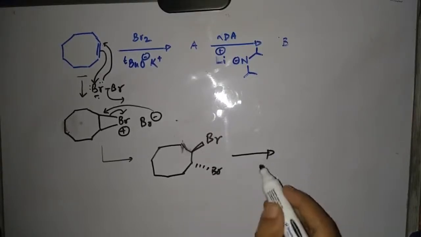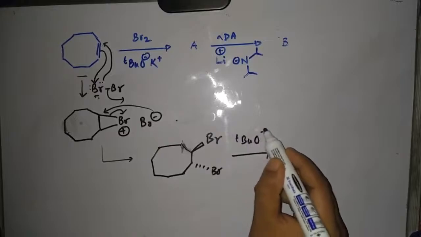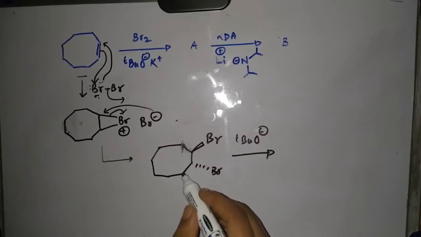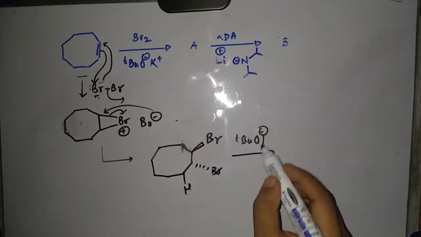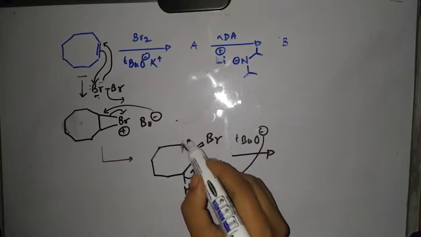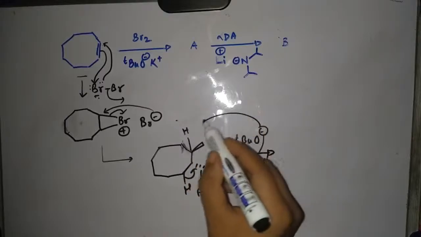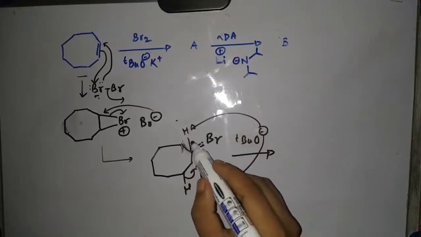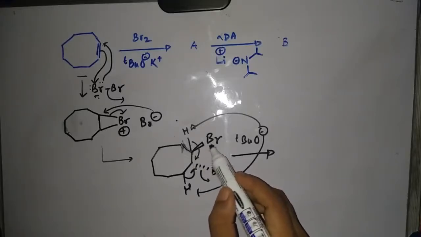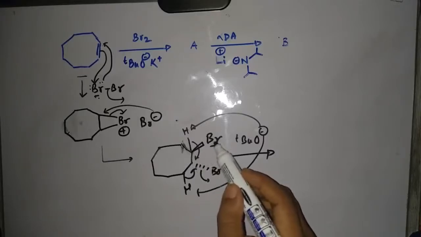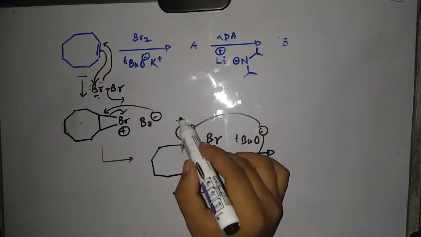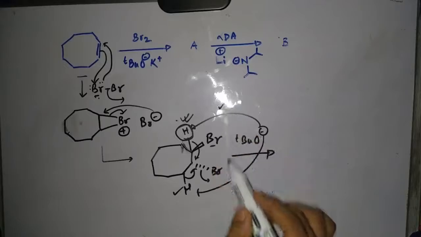In this, tertiary butoxide is given, so it is a base. There are two possibilities. Either it will abstract a proton from the CH, and the bromine will eliminate, or it will abstract the proton from the carbon bearing the bromine. We know the carbon bearing bromine is an electrophilic carbon because bromine has a minus I effect, and hence this proton is more acidic than this proton, and hence this proton abstraction will take place. So this is right and this is wrong.